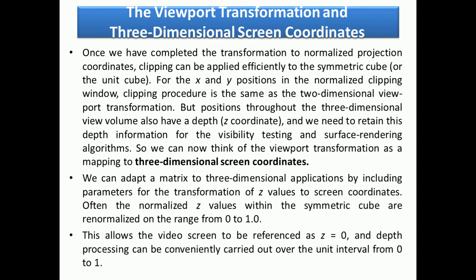The contents of the normalized view volume can be transferred to screen coordinates. For x and y positions in the normalized clipping window, this procedure is the same as for the two-dimensional viewport transformation. But the positions throughout the three-dimensional view volume have a depth z coordinate, and we need to retain this depth information for the visibility testing and the surface rendering algorithms. So we can now think of viewport transformation as a mapping to three-dimensional screen coordinates.